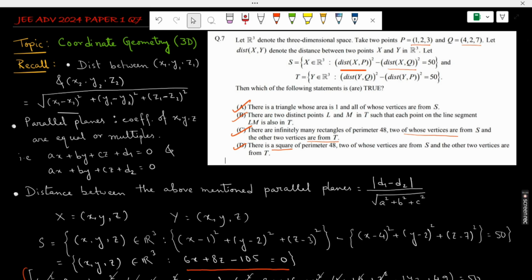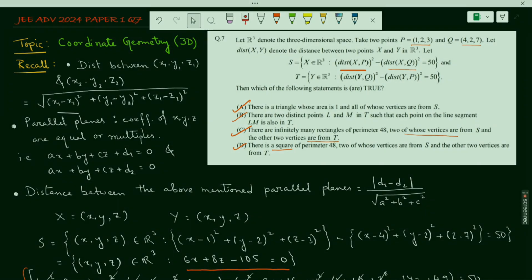So if you tick any one of the options, you will get 1. If you tick any 2, you will get 2. If you tick any 3, you will get 3. And if you tick all 4, you will get 4. So if you attempt this question, you will obviously get at least 1 mark.